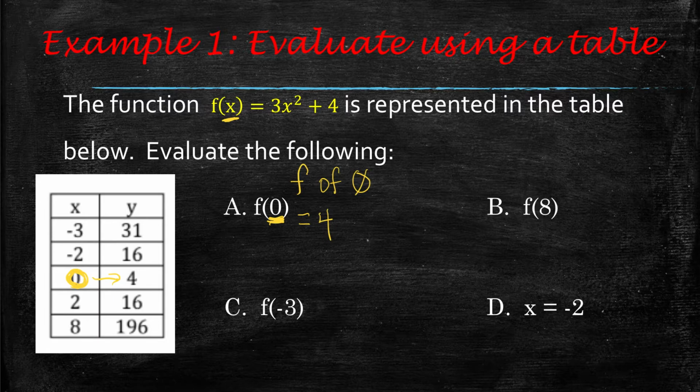So the next one is f of 8. So again, we're looking to where x is 8. So x is 8 here. Therefore, f of 8 is equal to 196. Okay, let's look at the next one, f of negative 3. So you go ahead and do this one. I'll give you a couple seconds. Think about it and think about what it is.